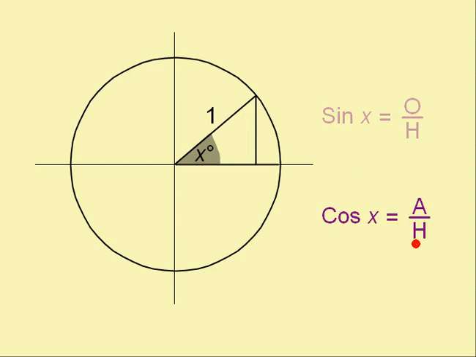In a similar way, from basic trigonometry, we know that cos x is A, that's this side here, divided by the hypotenuse h. Again, remember that's 1. So, for this particular triangle, A divided by h is just going to be A, the length of this side here.